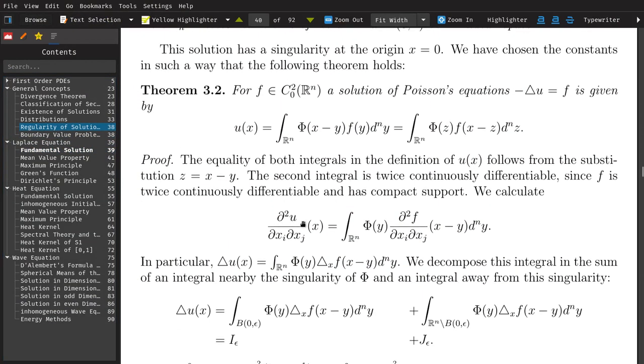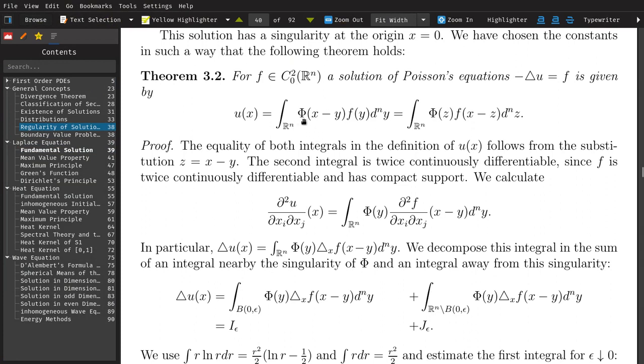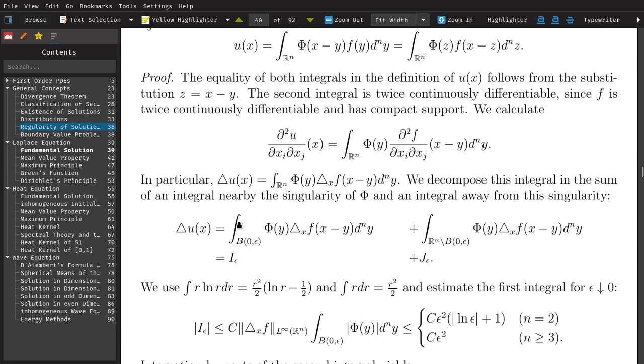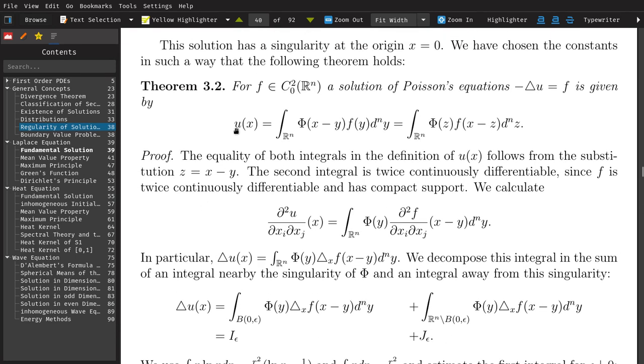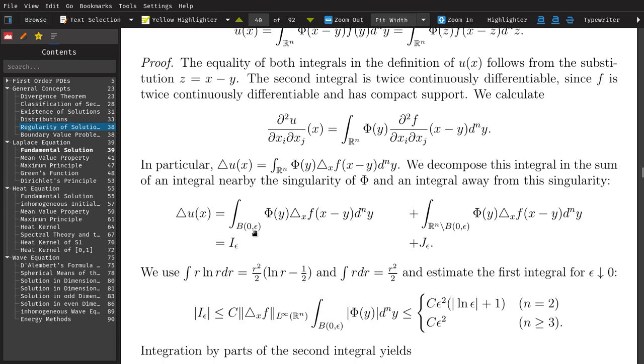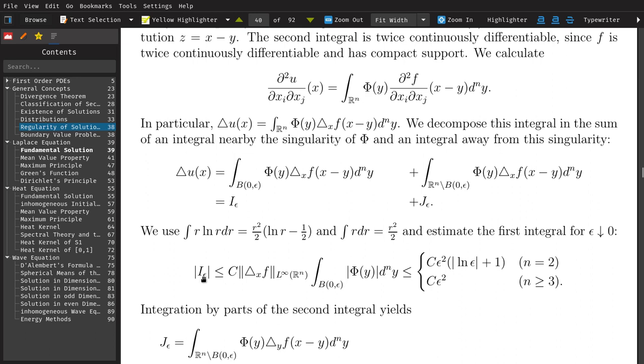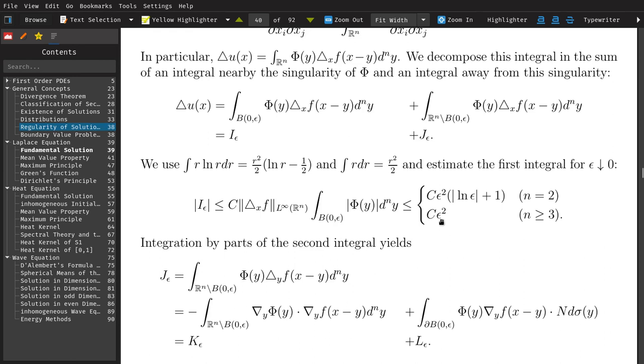here we have theorem 3.2. We have, as you can plainly see here, the convolution of the fundamental solution with f, the inhomogeneous term, and you can see this minus sign I warned you about. And what we do is we check that this does obey Laplace's equation by trying to calculate the Laplacian of this defined function, and we split it into two parts: a part I epsilon over a ball that's near 0, and a part J epsilon over a ball that's away from 0. And you just have to do estimates for each part to show that they're small in the limit that epsilon goes to 0.